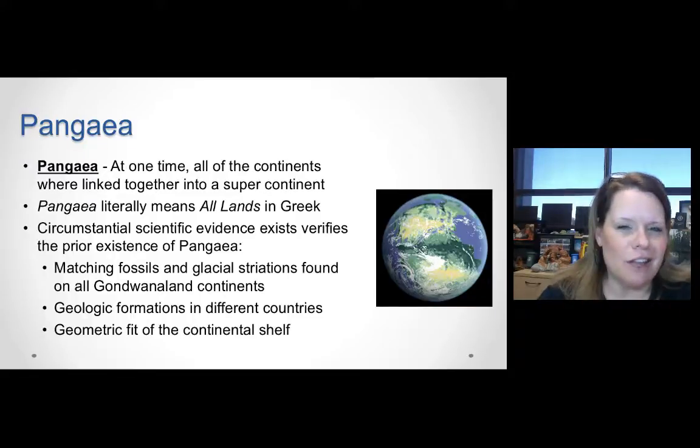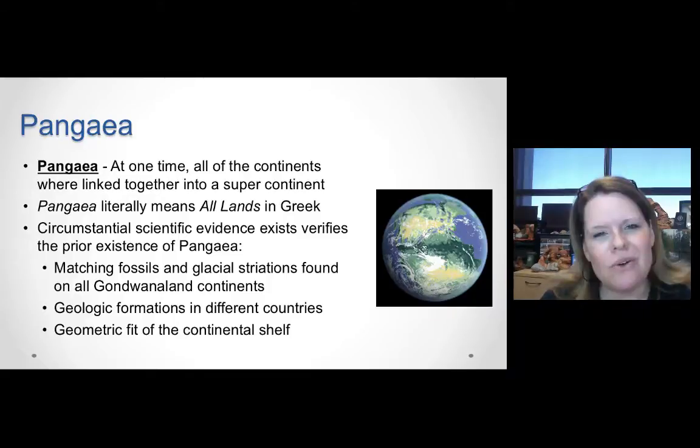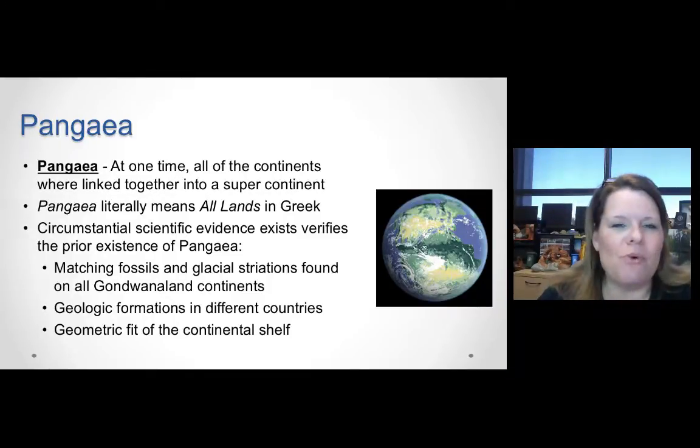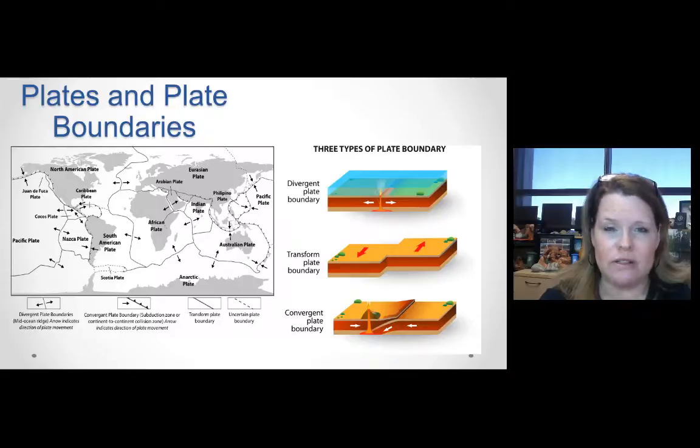So we have all these matching fossils. We have glacial striations, which are scratches that the glacial rocks make. We have glacial rocks known as moraines that we can calculate. Not so circumstantial, we have geologic formations that match on different continents that have been separated by ocean basins. And then we have the geometric fit of continental shelves. So plate boundaries have been proven since the plate tectonics or continental drift theory came to be.